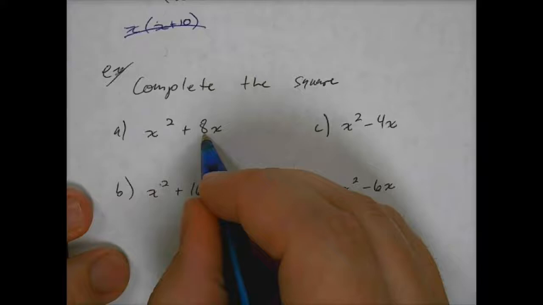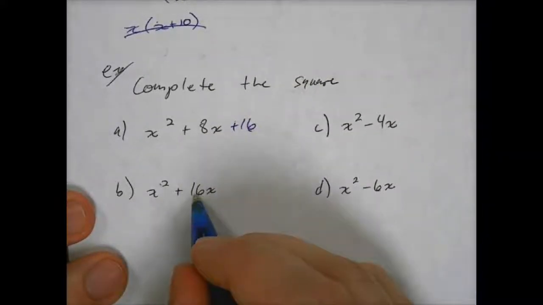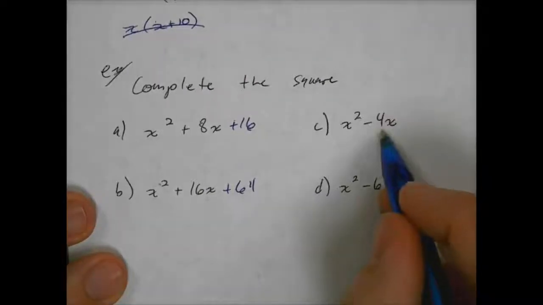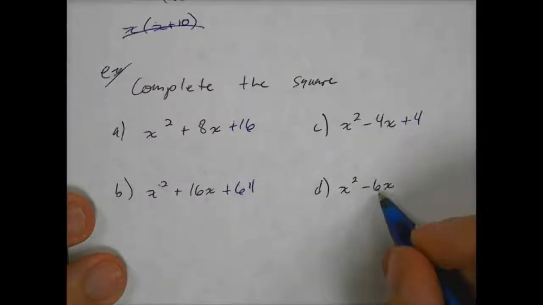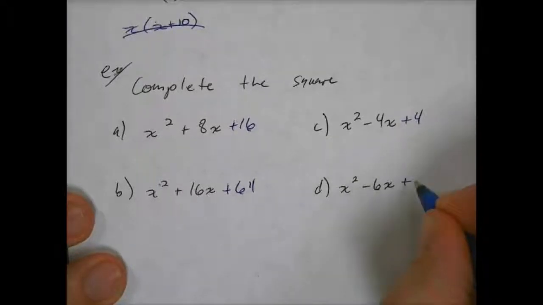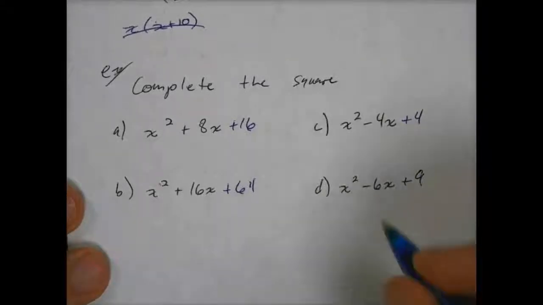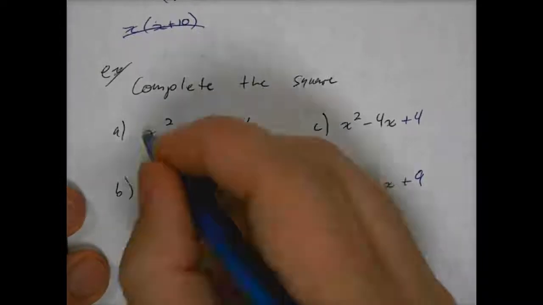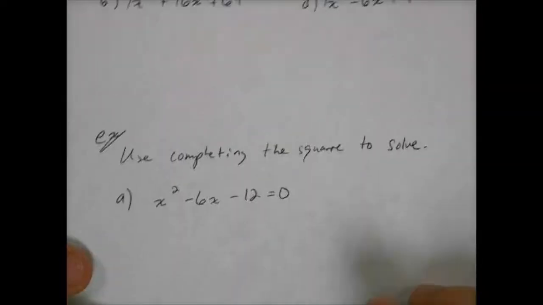Half of 8 is 4. 4 squared is 16. Half of 16 is 8. 8 squared is 64. Half of 4 is 2. 2 squared is 4. Half of 6 is 3. 3 squared is 9. Okay, that's it. Really, just notice this only works when we have 1x squared in all of these. If we have something else in front of that, we'll have to do something else. We'll encounter that later, though.